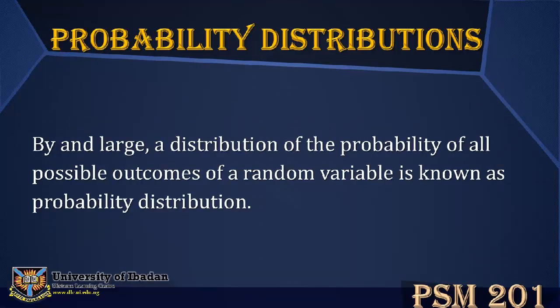By and large, a distribution of the probability of all possible outcomes of a random variable is known as probability distribution. In other words, it is a distribution of data based on the likelihood that an event or indicator will occur in a sample of the population. A probability distribution, therefore, can be either discrete or continuous depending on the values its random variable assumes.